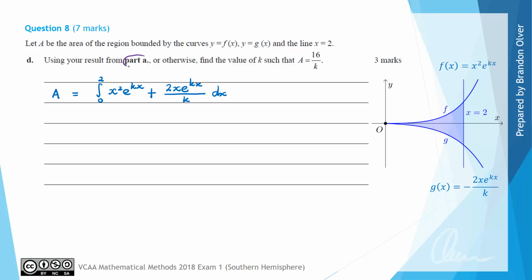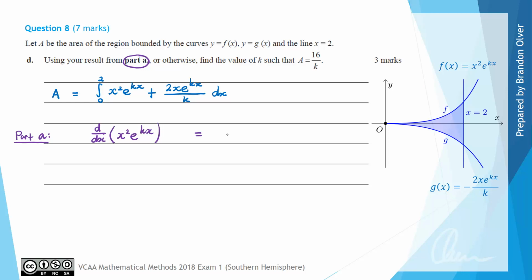Next, we're going to think back to our answer to part A, and we're going to set that up as a statement. And the statement is that the derivative d/dx of x squared e to the power of kx was found to be, and I'm going to write it in expanded form rather than factorized form, even though that's what the show-that question was asking us to do.